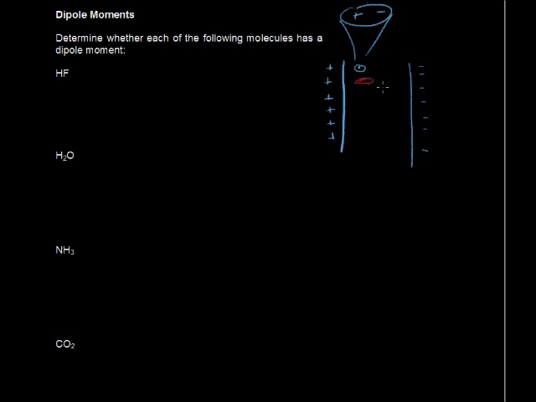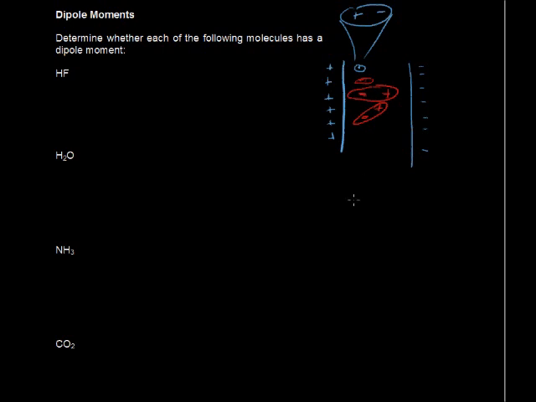So I'll draw these really big here. So I'd have a negative side being attracted to the positive side. And it might not be perfectly lined up like that. It might be like this. But you would see that. That is if you have a dipole moment.